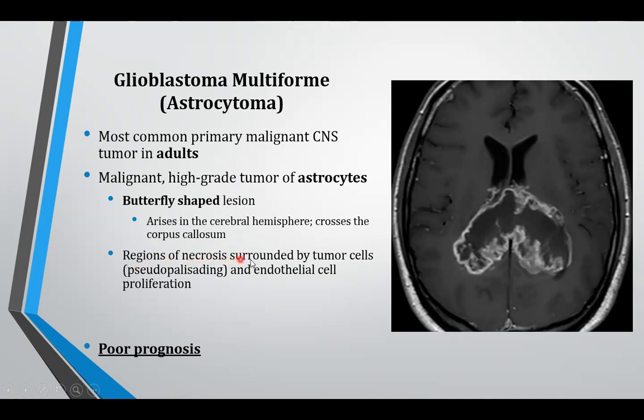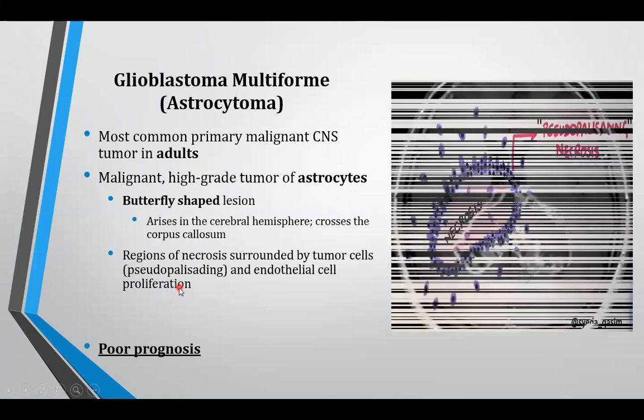There are regions of necrosis which are surrounded by the tumor cells, and the tumor cells in the case of glioblastoma multiforme are astrocytes, which are one type of glial cells. These astrocytes, these tumor cells, are pseudopalisading. They are also surrounded by endothelial cell proliferation.